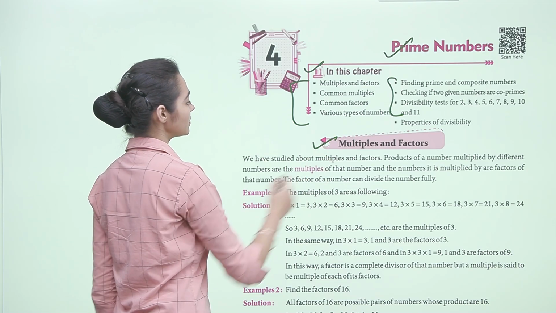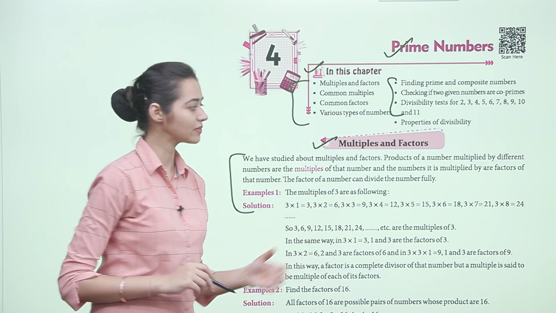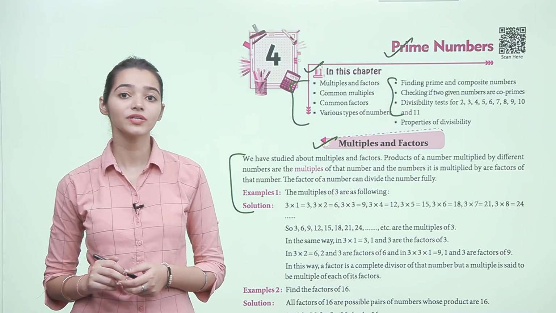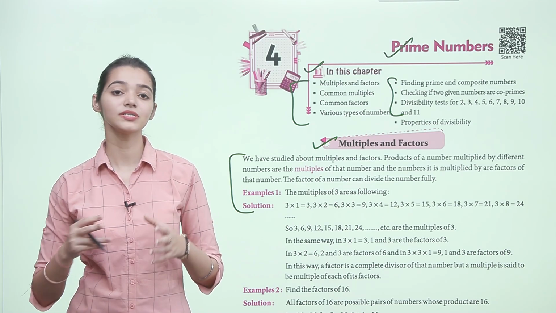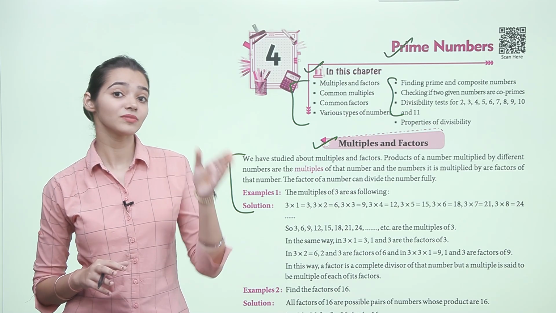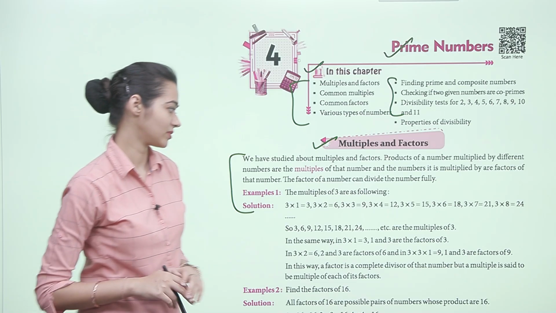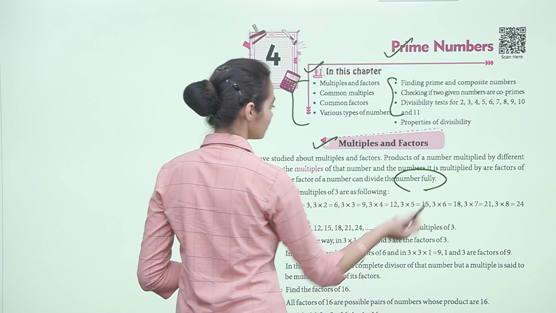Now, let's start with multiples and factors. We have studied multiples and factors. The products of a number multiplied by other numbers are the multiples of that number, and the numbers it is multiplied by are the factors of that number. So, a factor of a number can divide the number fully.